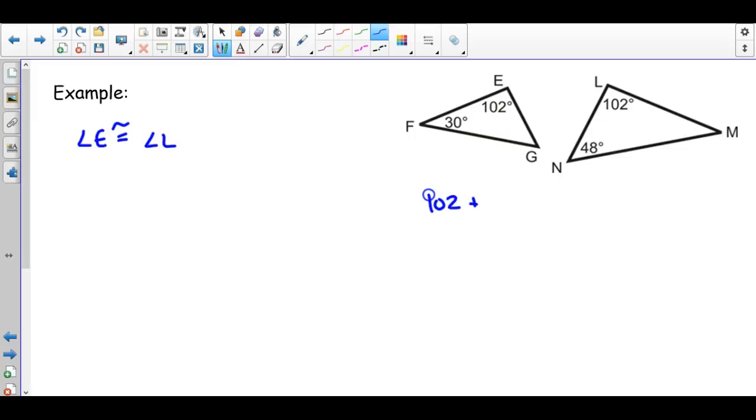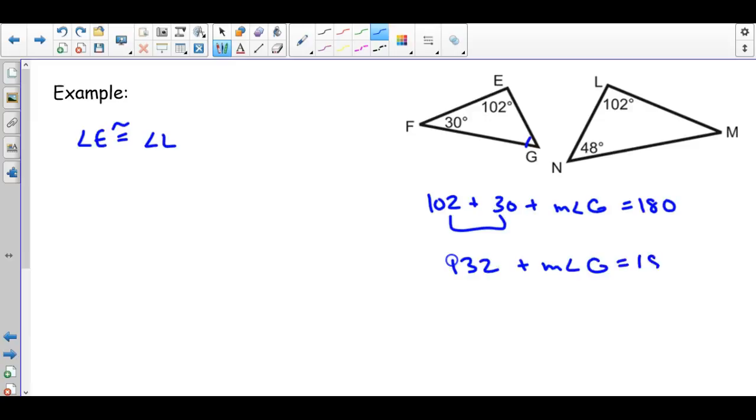So I could take 102 plus 30 plus the measure of angle G and set that equal to 180. So what I'm going to do is find what angle G is. This is going to end up being 132 plus the measure of angle G equals 180. Subtract 132 on both sides, and the measure of angle G is 48 degrees. So that's where the 48 would come from in this triangle on the right.